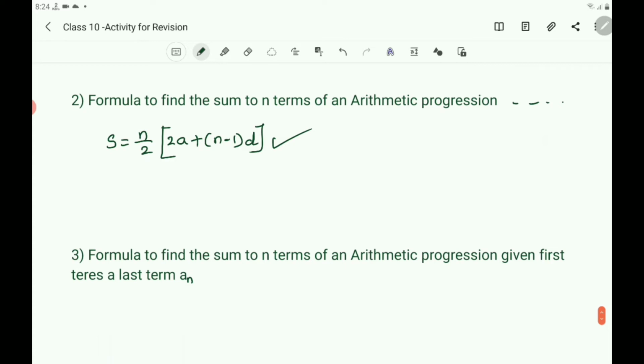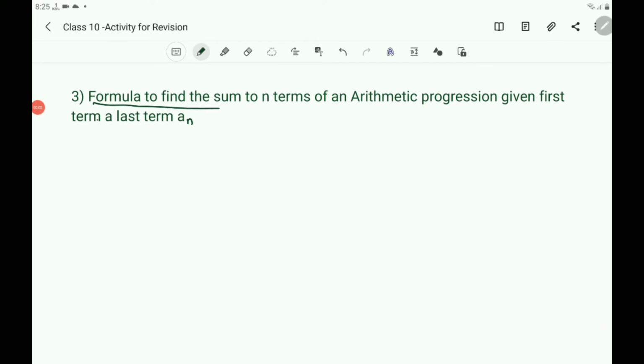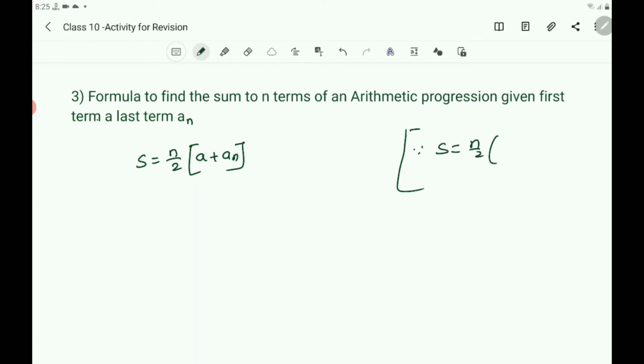Then the next is, formula to find the sum to n terms of an arithmetic progression given first term a and last term an. So formula to find the sum to n terms of an arithmetic progression when the first term and last term are given. So the formula is s equals n by 2 into a plus l, and as l is an, you write an. S equals n by 2 into a plus an. Generally it is s equals n by 2 into a plus l. Here a is the first term, l is the last term. Here the last term is denoted as an, so you can write an.